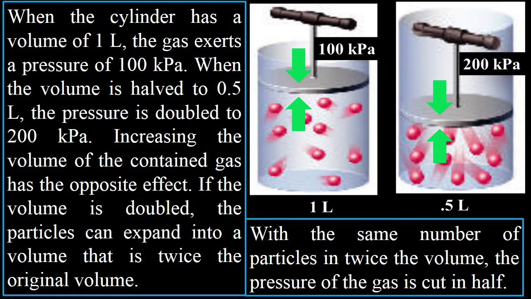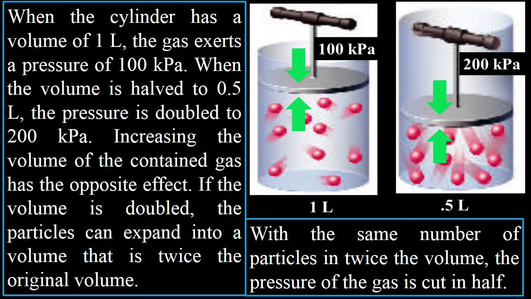When the cylinder has a volume, we're going back now to where we were, when the cylinder has a volume of 1 liter, the gas exerts a pressure of 100 kilopascals. When the volume is halved to 0.5 liters, the pressure is doubled to 200 kilopascals. Increasing the volume of the contained gas has the opposite effect. If the volume is doubled, the particles can expand into a volume that is twice the original volume. With the same number of particles in twice the volume, the pressure of the gas is cut in half.